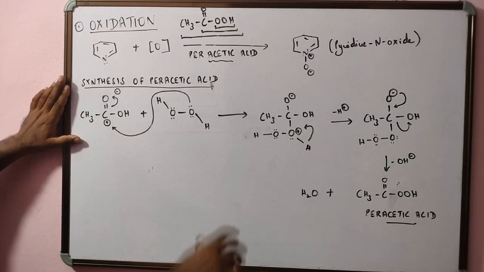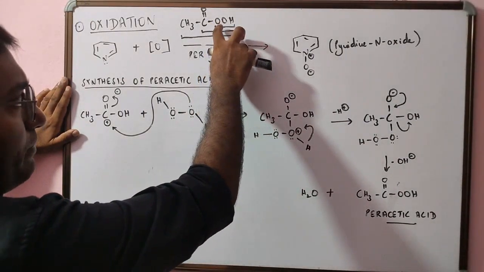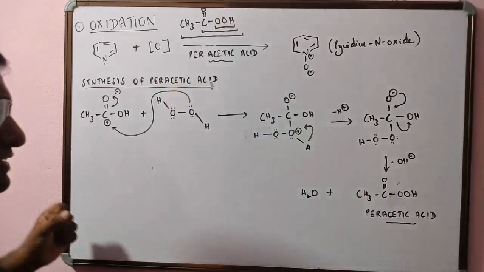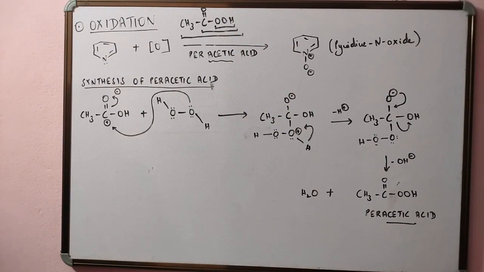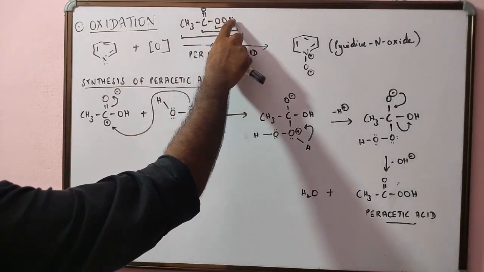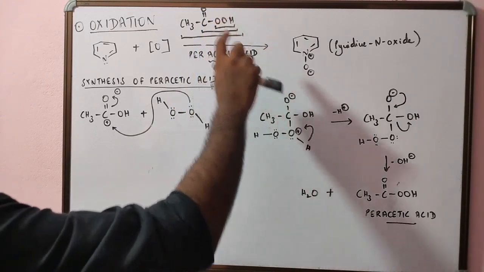Number one, what is peroxy acid? Peroxy acid is referred to as this group, OOH. It is a very strong acid because the combined electronegativity of two oxygen atoms easily knocks out an H plus from the molecule.